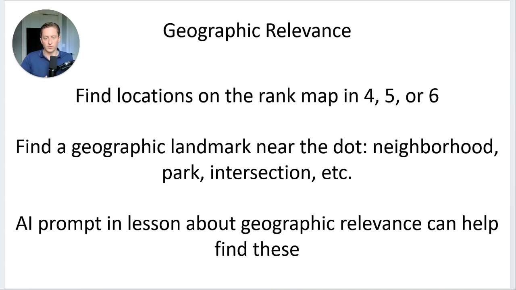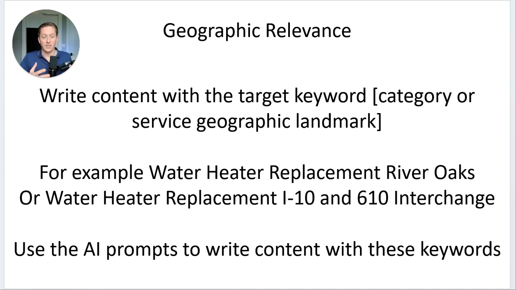So basically what we do is we're going to look at that rank map and we're going to find locations on that rank map that are 4, 5, or 6. Then we're going to find a geographical landmark near that dot, a neighborhood name, a park name, an intersection, anything that we can find. There's an AI prompt that we'll go over later that will help you locate these geographical landmarks.